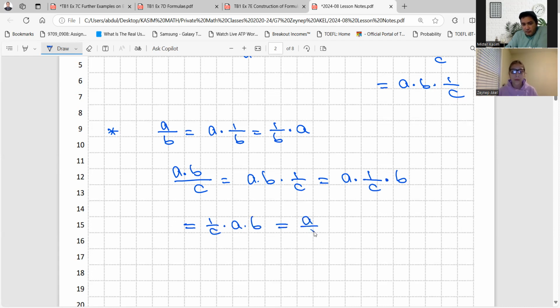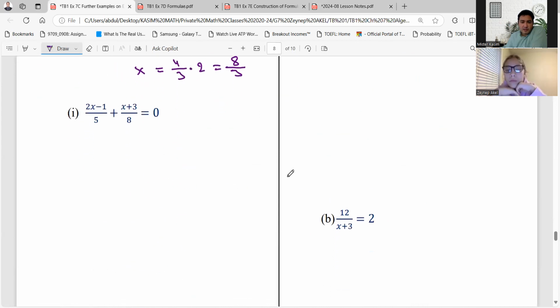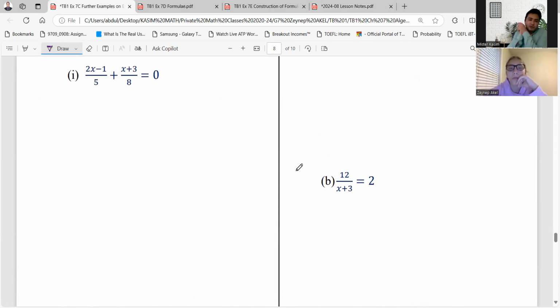Or I can write it as A over C times B, or B over C times A. They are all the same thing. We call this algebraic manipulation. The very important skill in solving equations, manipulating. Instead of A plus B, you can write B plus A. Or A times B, you can write B times A. Or A over B, you can write as B times 1 over A. They're all the same thing, right? Just writing them in different forms. Actually, this is what we are doing here because solving equations means that you should be good in manipulating things. Okay, let's continue. Next question.